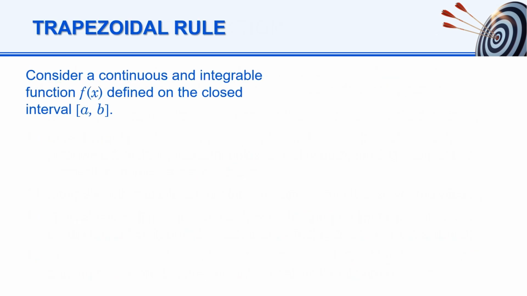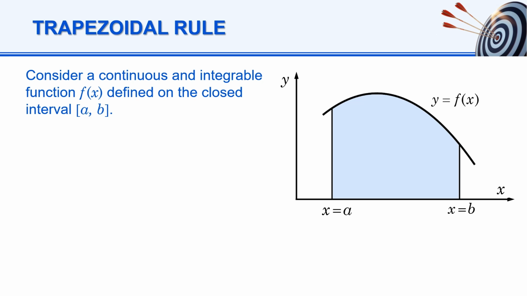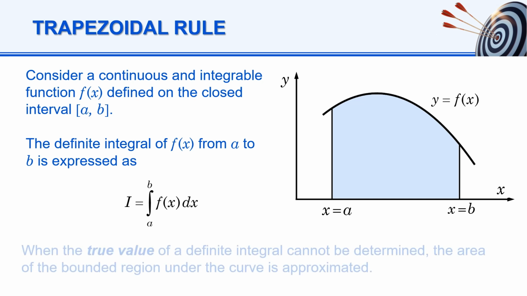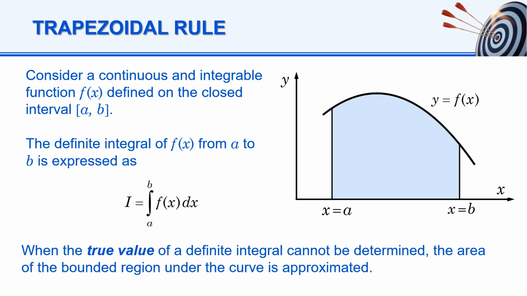Consider a continuous and integrable function f(x), defined on the closed interval from a to b. The definite integral of f(x) from a to b, corresponding to the area depicted in the figure, is expressed as follows. When the true value of a definite integral cannot be determined, the area of the bounded region under the curve is approximated.